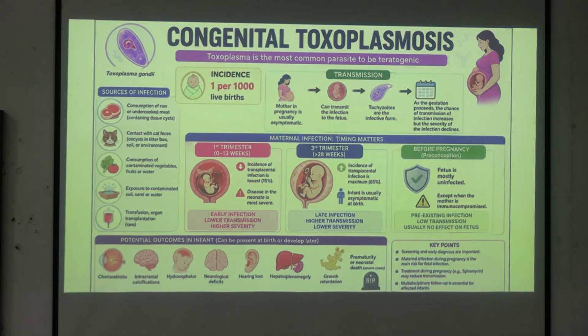Toxoplasmosis, you see the incidence rate is not very rare. It is 1 per 1000 live births. So we cannot call it a rare disease anymore. Okay, so you have 1 per 1000 live births.